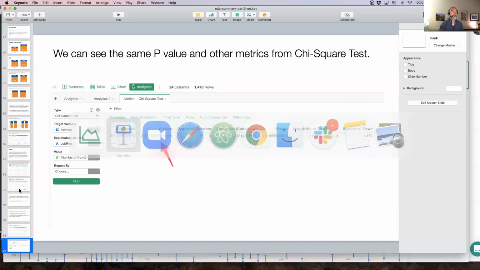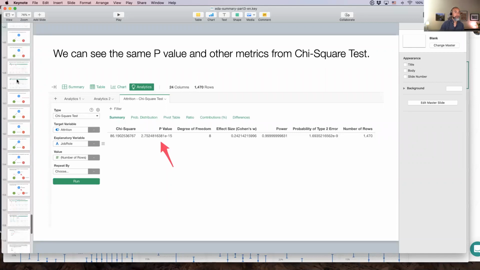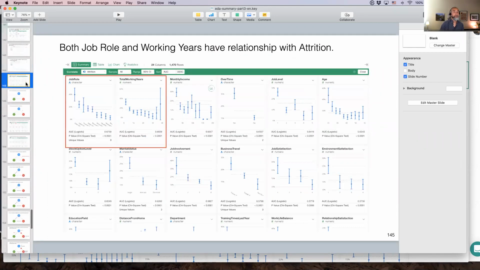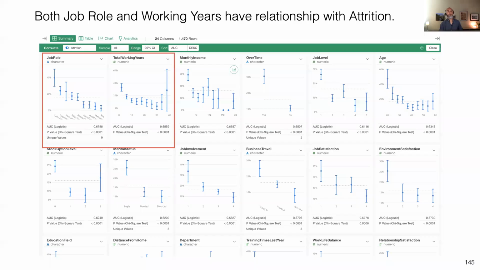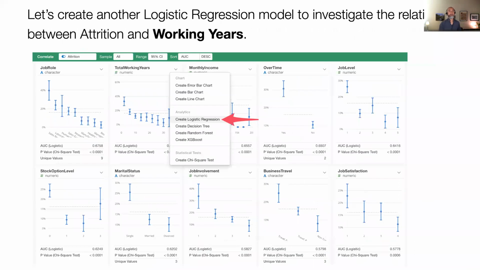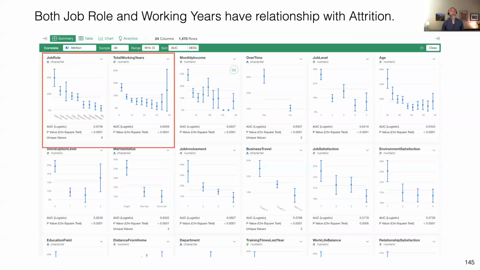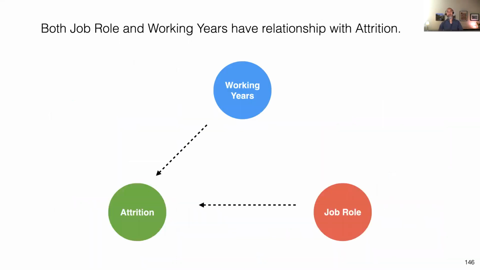So what I mean by that, let me go into here. We know both job role and total working years have a relationship. Not just these two, but even monthly income, overtime, job level, all of these variables seem to have a relationship with attrition. But let's focus on these two variables. So we are looking at this kind of relationship right now: working years, attrition, job role, attrition. I put the arrow to the attrition because we are focusing on what makes attrition true, but we don't even know the direction in this case. I'm just simplifying here.